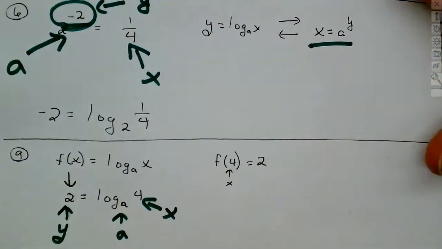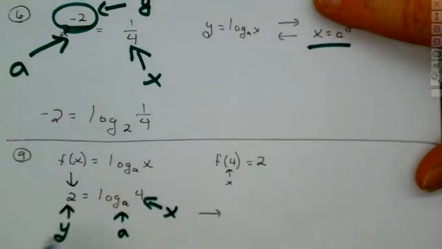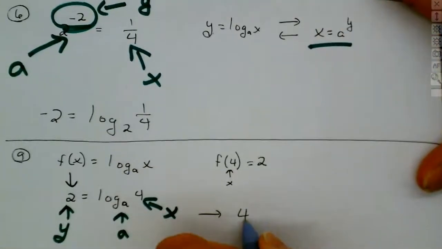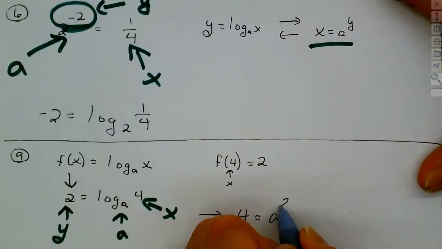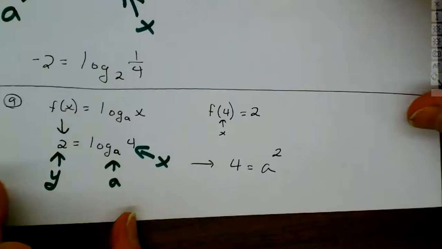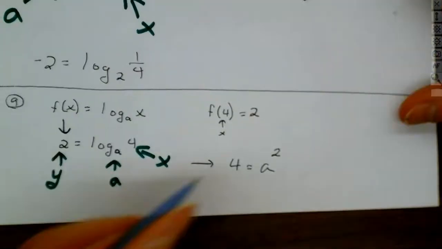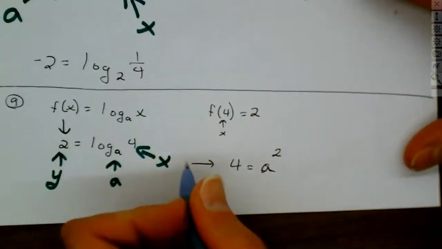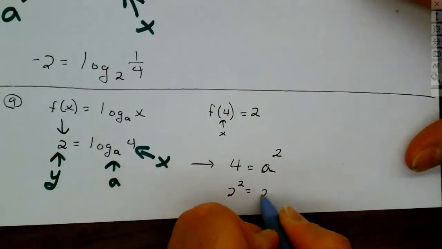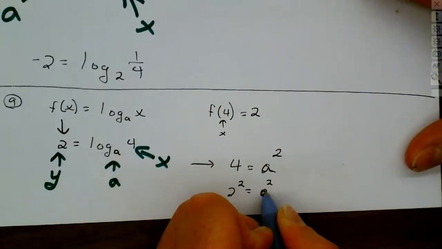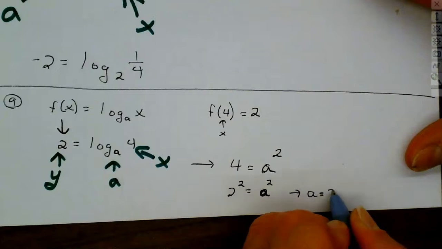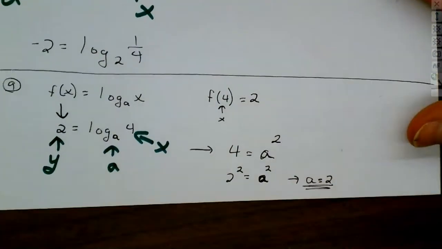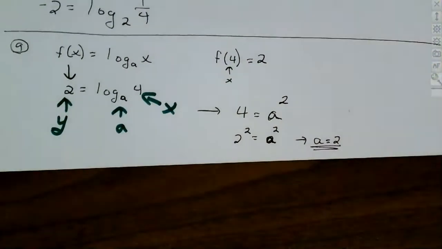So when I convert it, what does that look like? Well, it looks like 4 equals a to the second power. And what do we know? Yep, 2 squared is 4, right? Now the powers are the same. If the powers are the same, the bases must be the same, so then a must be now what? 2.